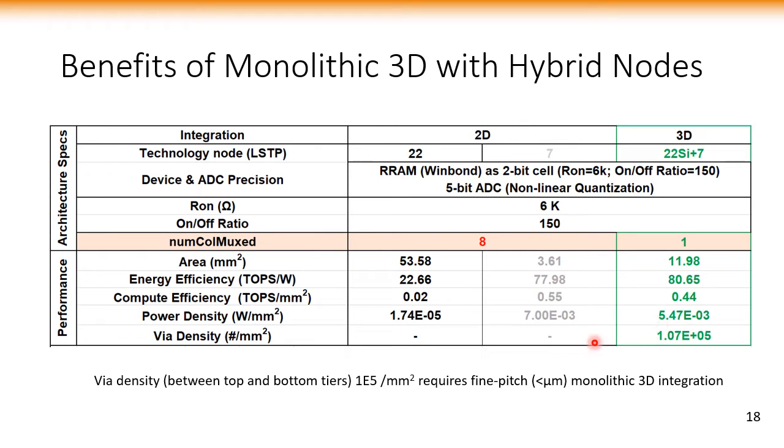Here the wire density between the two tiers is estimated to be about 10 to the power 5 per millimeter squared. So this does require a fine pitch integration between the two tiers. The pitch is about the micrometer scale. So this requires monolithic 3D integration techniques.